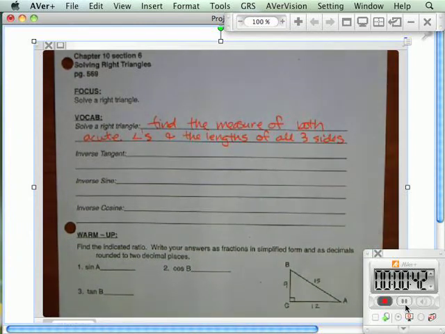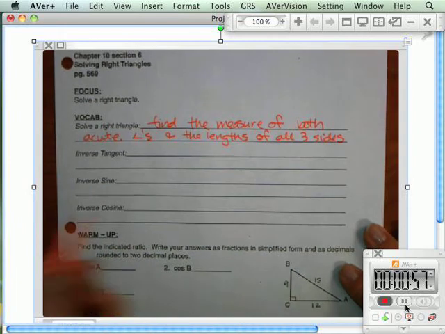So if the directions say solve a right triangle, this is what you have to do. You already know the 90-degree angle, so you just have to find the other two angles, and I'm going to teach you how to do that today. This is the way you're going to do it: you're going to use inverse.